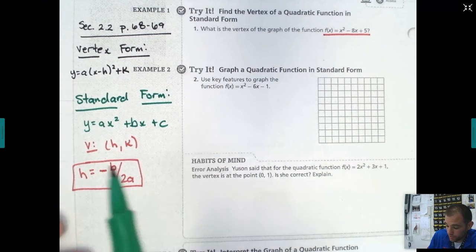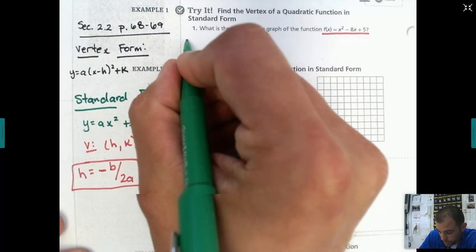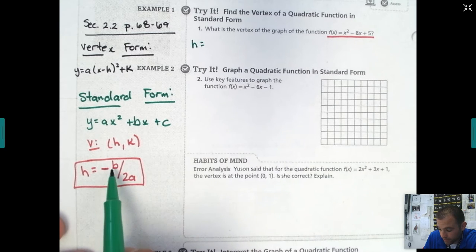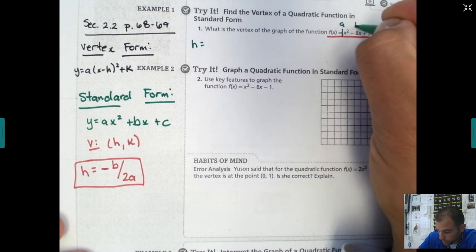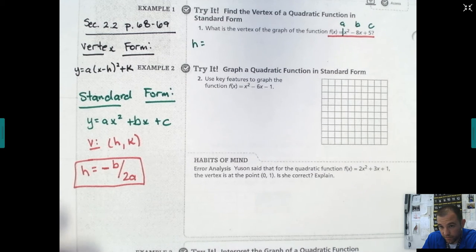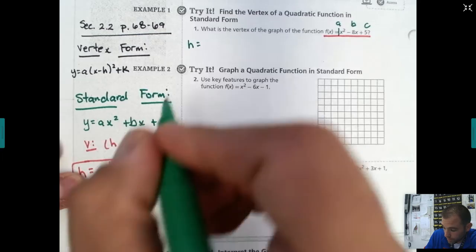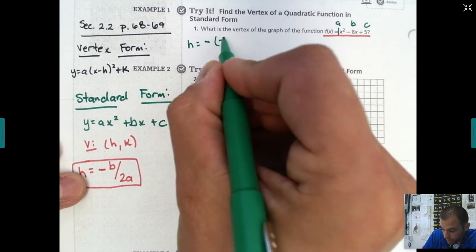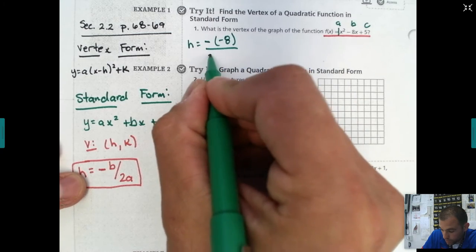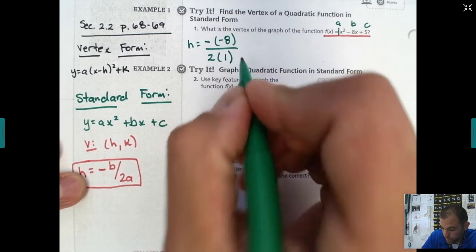So all we are going to do is use this equation to figure out what h is first. So h equals negative b. Okay, so a would be 1 in this problem, b would be negative 8, and c would be 5. Right? A, b, c. So let's just plug it in. Negative b, and b is negative 8. So negative 8 over 2 times a, and the a is 1 because there wasn't a number there.